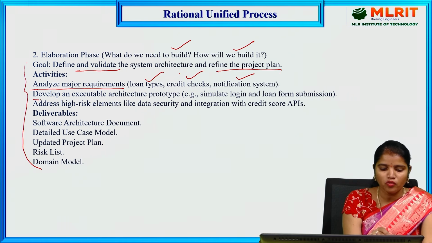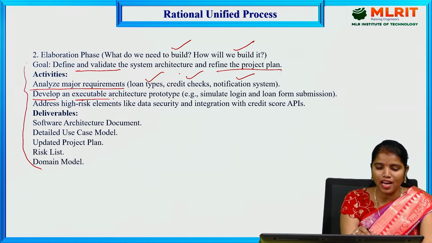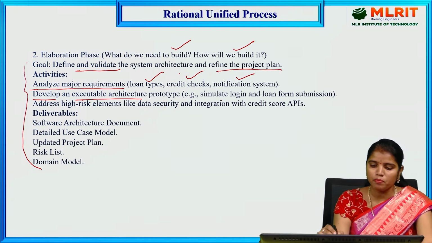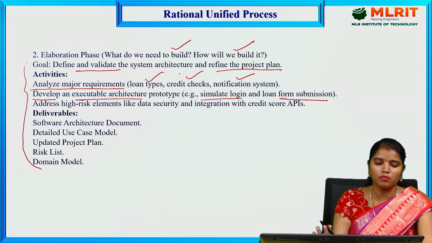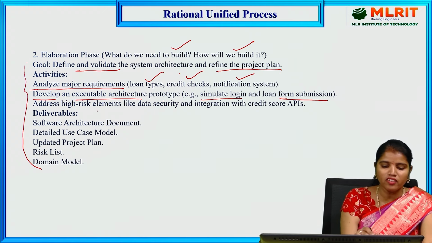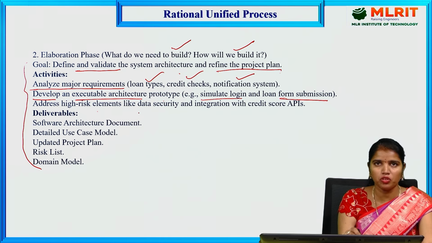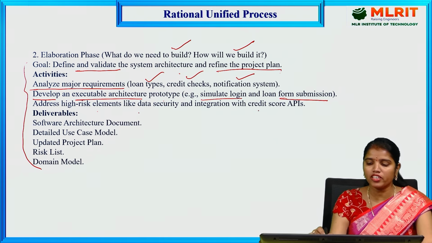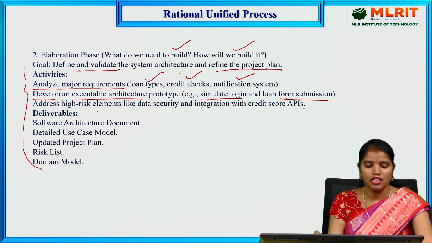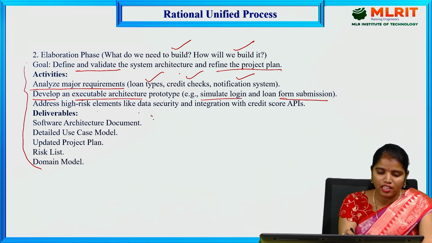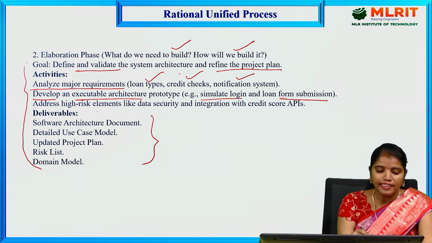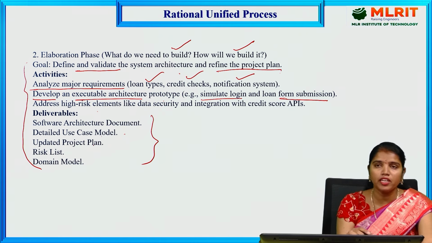And here we have to develop an executable architecture prototype. For example, simulate loan form submission; we have to develop the architecture. Address high-risk elements like data security and integration with credit score APIs. Deliverables are the software architecture document, detailed use case model, and updated project plan.